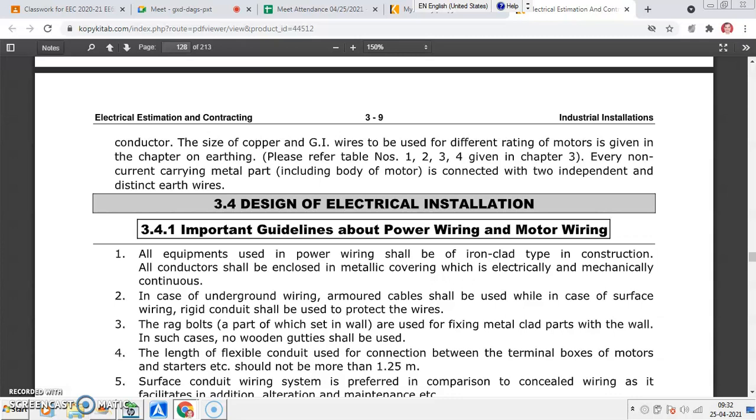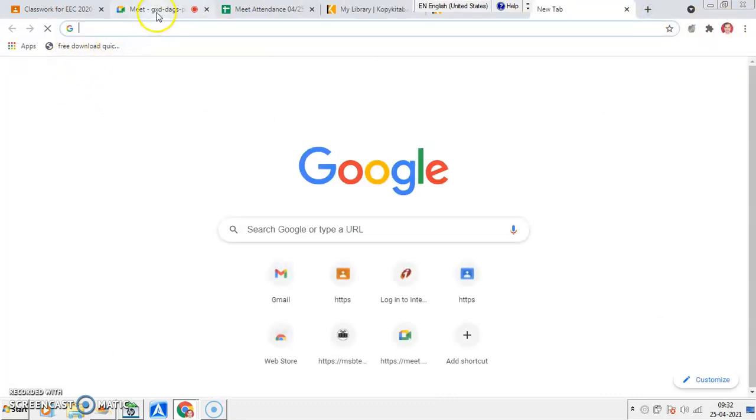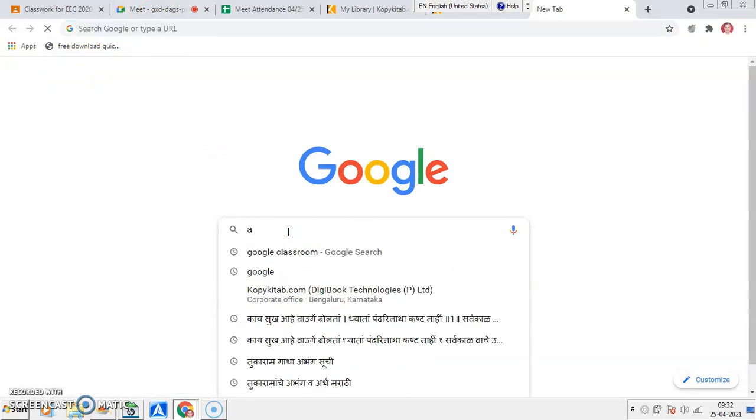And in case of underground wiring or underground cables, armored cable, do you know what is armored cable? Armored cables you have studied, okay? Yes or no? Cables, have you studied cables? What is armored cable? What is armored cable?